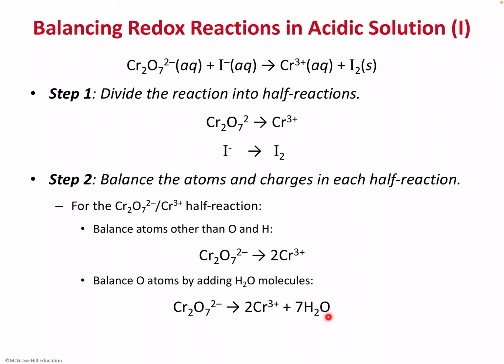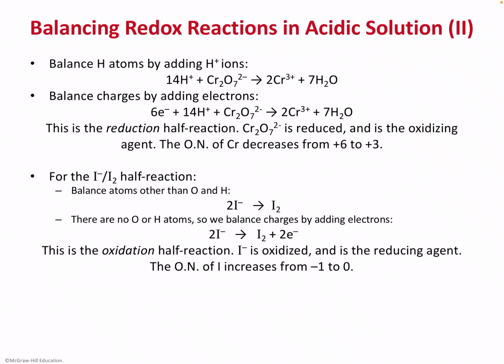So by adding water, what have we added? We added hydrogen, right? How many hydrogens? 7 times 2, 14 hydrogens. 14 H plus, right? So the hydrogen comes as an acid. So you add 14 H plus to the other side. Okay, now all the atoms are balanced.